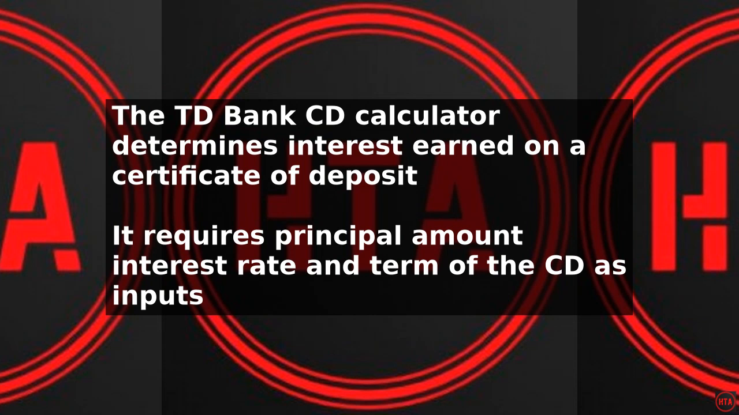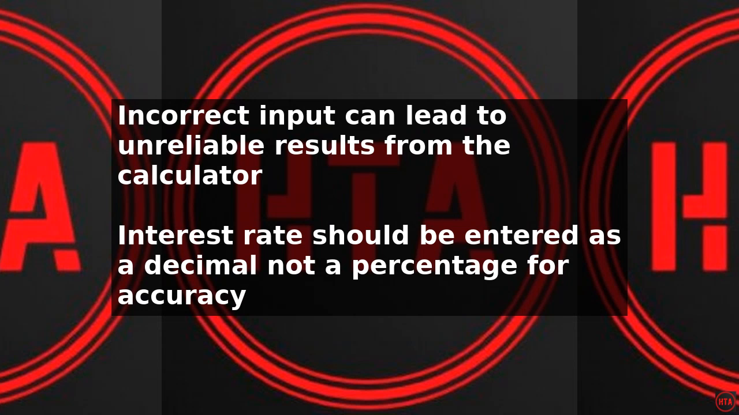The calculator requires you to input the principal amount, the interest rate, and the term of the CD. The principal amount is the initial amount of money deposited into the CD. The interest rate is the rate at which the bank pays interest on the CD. And the term is the length of time the money is deposited for.